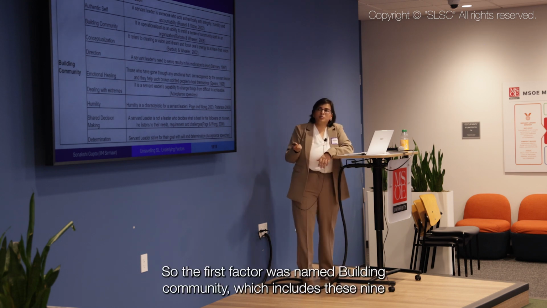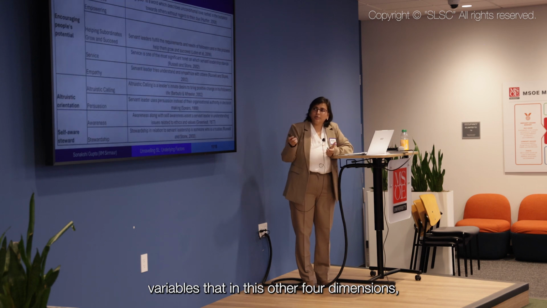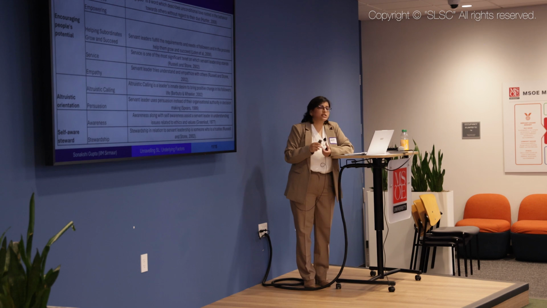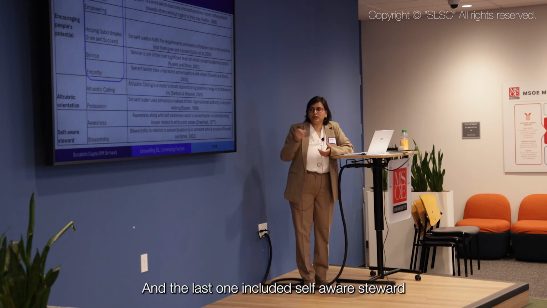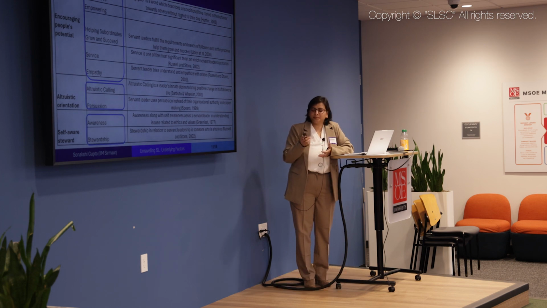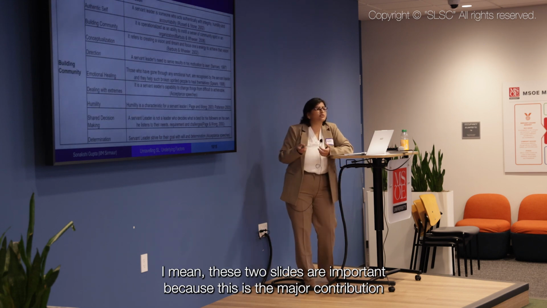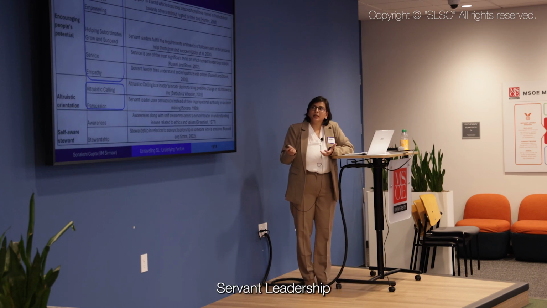So the first factor was named building community, which includes these 9 variables or dimensions. The second factor was named encouraging people's potentials, which included these 5 dimensions. The third one was named altruistic orientation, which included altruistic calling and persuasion. And the last one was named self-aware steward, which included awareness and stewardship. These 2 slides are important because this is the major contribution of the study. This is how we are saying that we are integrating the construct of servant leadership.